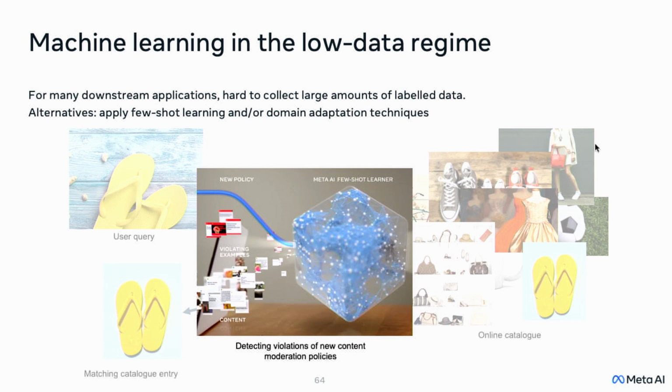So I'm going to talk today about applying two of these kinds of approaches. One is few-shot learning, and another is domain adaptation. Okay, so I think you'll hear a fair bit more about these two things, few-shot learning and domain adaptation, next week. So this will give you a bit of a teaser of that sort of approach.